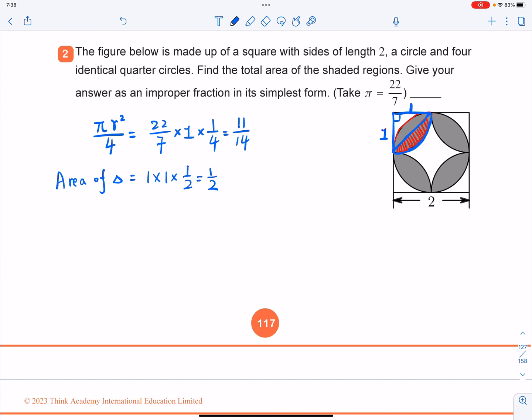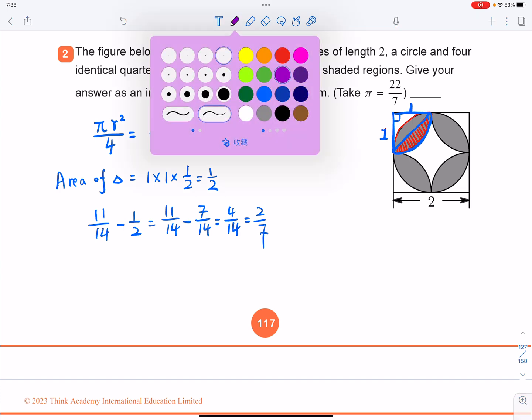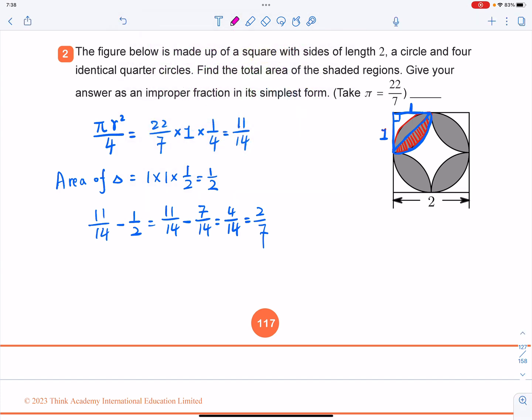All right, so now we can get the area of this part that's marked for you. You're going to do the subtraction. You're going to use 11 over 14 minus a half, which is 11 over 14 take away 7 over 14. And that gives us 4 over 14. And if you simplify that, you get 2 over 7. And that 2 over 7 means the area of this part. Okay? This will be 2 over 7.